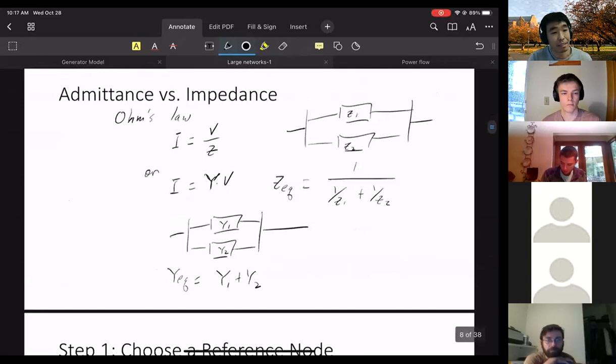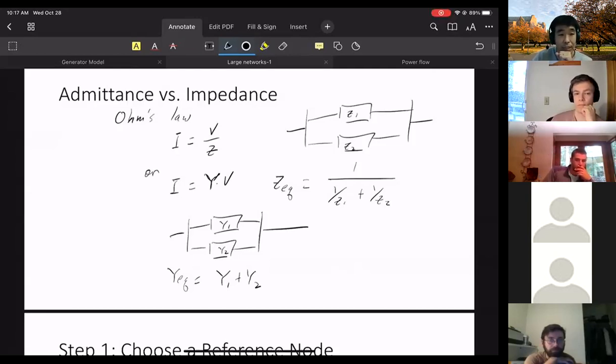Admittance, just notationally, is so much more convenient than impedance. You can use impedance if you want. Everything we say can be done in terms of Z, the equation will just look much worse, right? When you use Y, it looks much cleaner. So from now on, when we see a large system, we'll think in terms of admittance rather than impedance. Any questions about this?